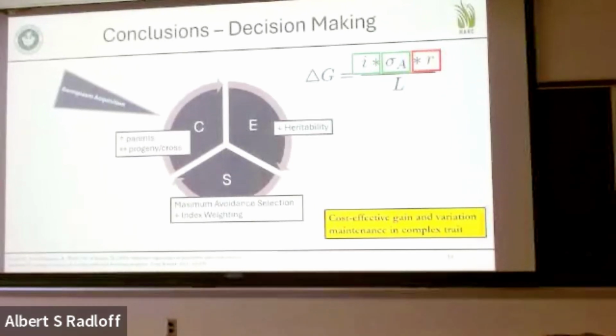And then if we want to be cost effective in the gain and the variation that we maintain for a complex trait, then it was a high level of parents and a lower number of progeny per cross than we previously saw on that slide. And we're actually okay with a lower heritability of that trait. We can use maximum avoidance selection and not weight that trait as heavily. And I'll explain a little bit more on the next slide why that might be an okay situation. And there we're sacrificing selection accuracy in order to maintain some of that additive genetic variation. And we're resulting in less gain, but we're maintaining more variation in our population.